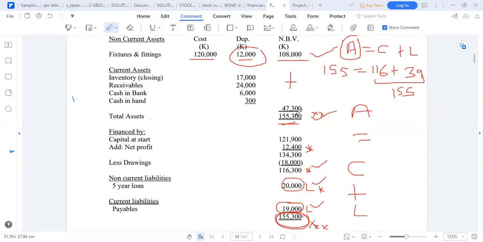All right. So it should always balance like that. Yes, it should always total. Oh, okay. All right. That's why it's called a balance sheet.